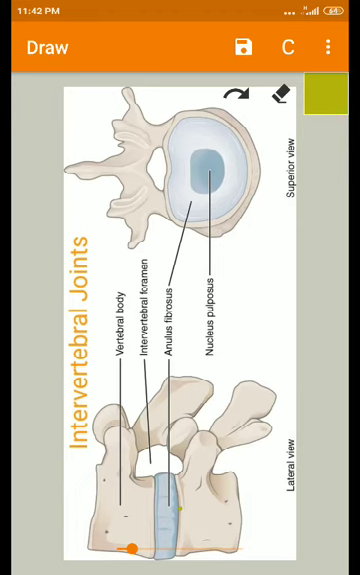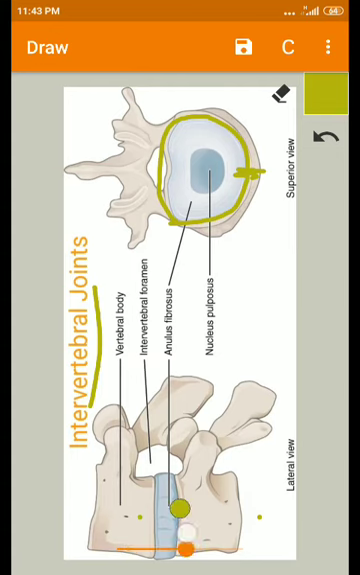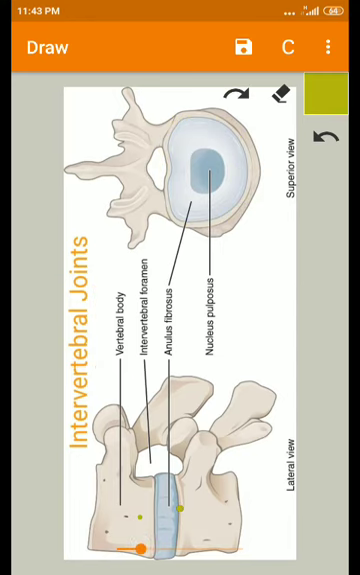So there is a median joint. The intervertebral joints between the two adjacent vertebrae consist of three joints. Now we'll see what those three joints are. This is the lateral view, and this one here at the middle, going from body to body, is called the median joint, the joint between two vertebral bodies.